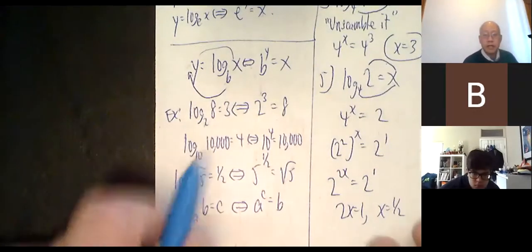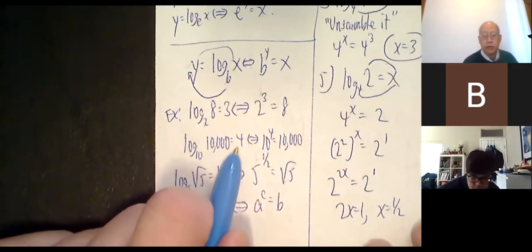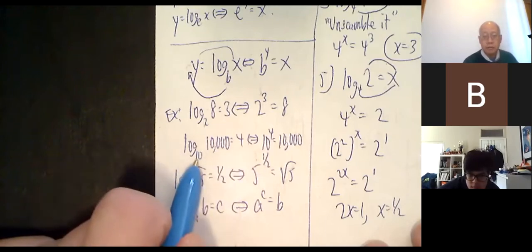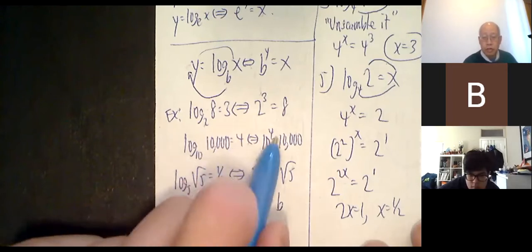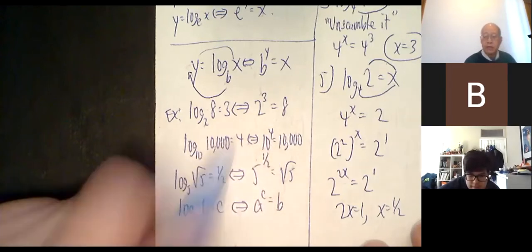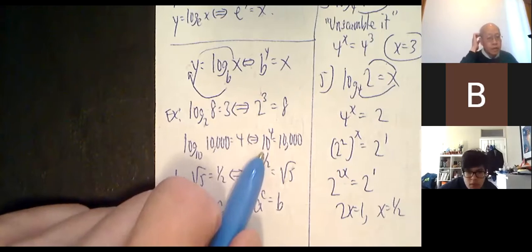Okay, so log base 10 of 10,000 equals 4, they say. How do you write it without the log? So the base is 10. Go across the equal sign for the 4. So 10 to the 4th is equal to 10,000. And we know that's true. 10 to the 4th equals 10,000.